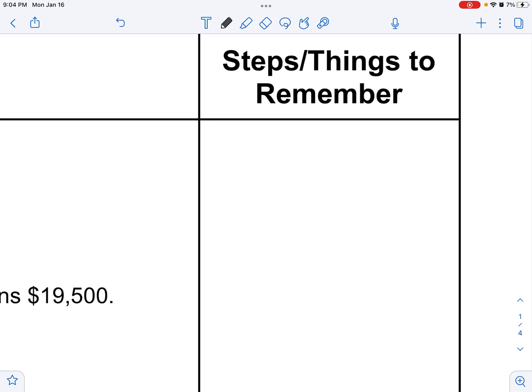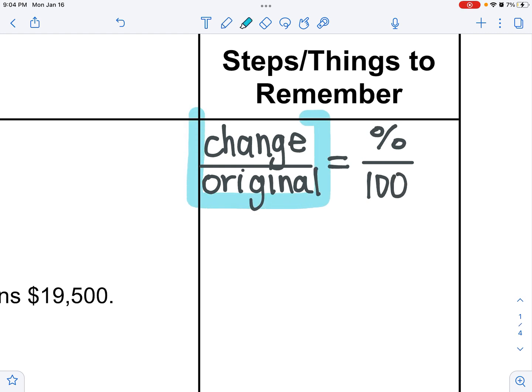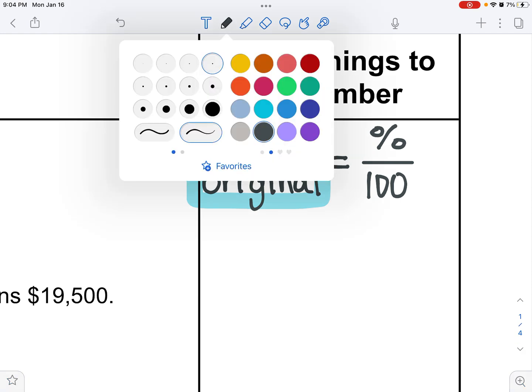So the first part of the formula is the word change. That's going to go over the word original. Equals % over 100. So the right side is staying exactly the same, and we're going to focus a lot more on the left side of our formula. So let's talk about the word change.